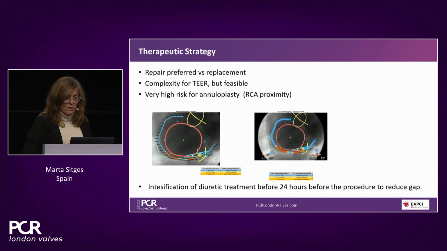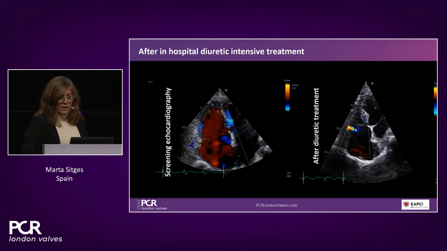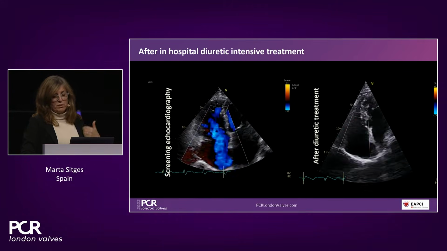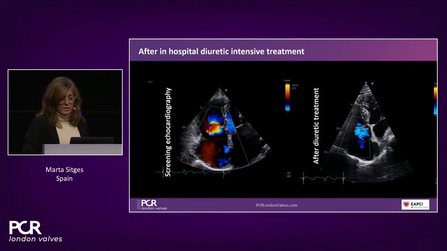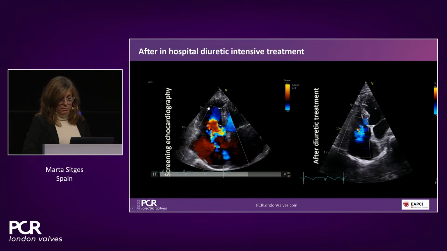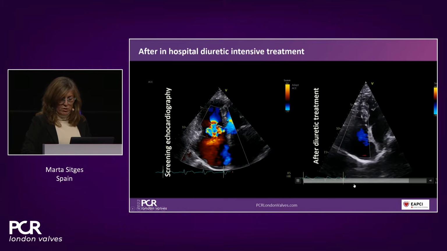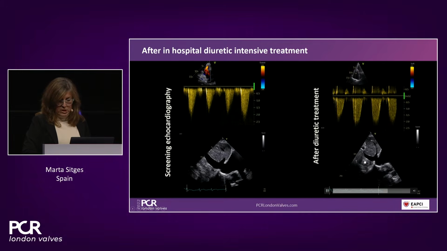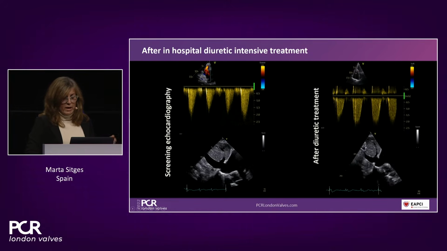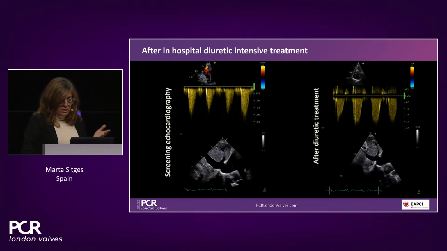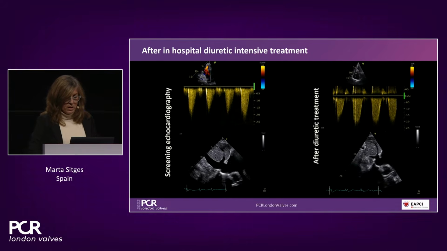So this is exactly what we did, and I'm going to share with you now the transthoracic images after intensive in-hospital diuretic treatment. This is the previous baseline. This is after intensive treatment. And also want to show you the big change in the inferior vena cava collapse, as you can see here. And now I will share with you the video of the transesophageal just prior to the procedure that's going to be performed by Laura Sanchez.